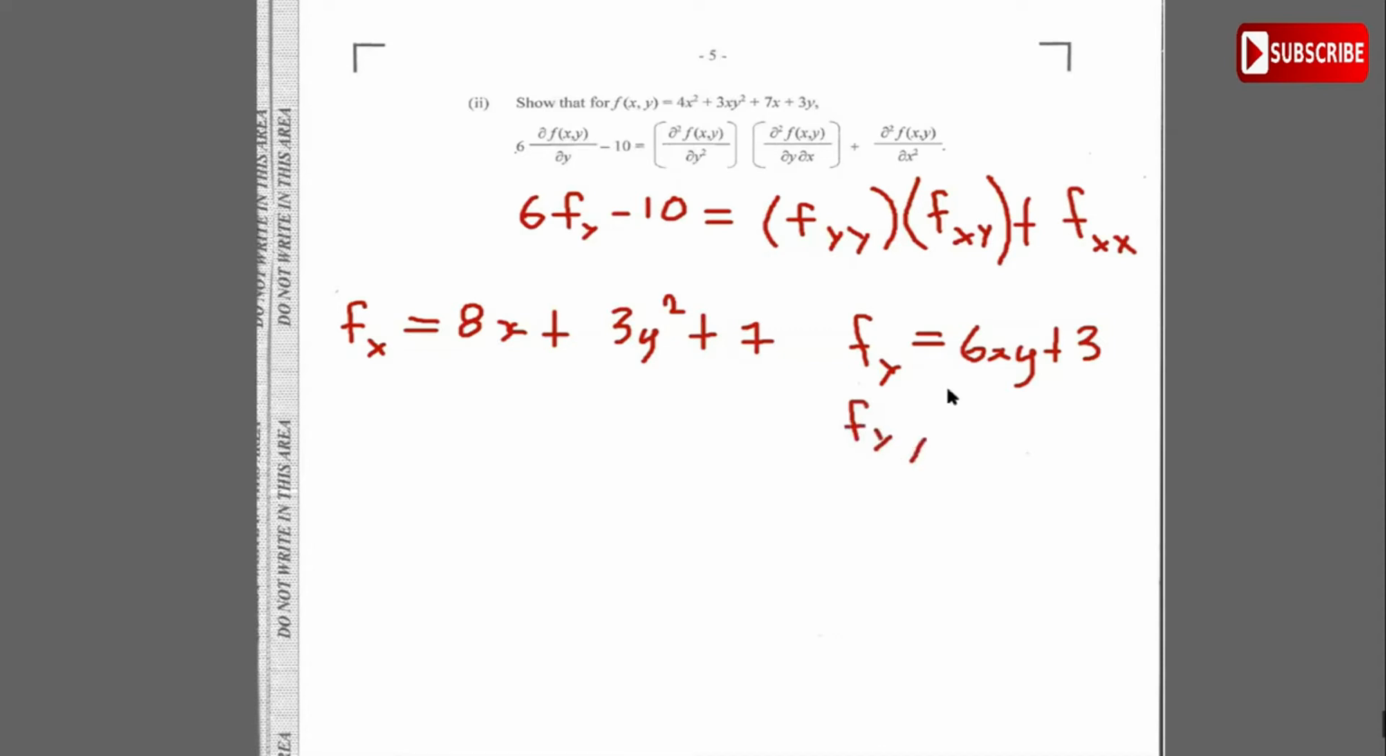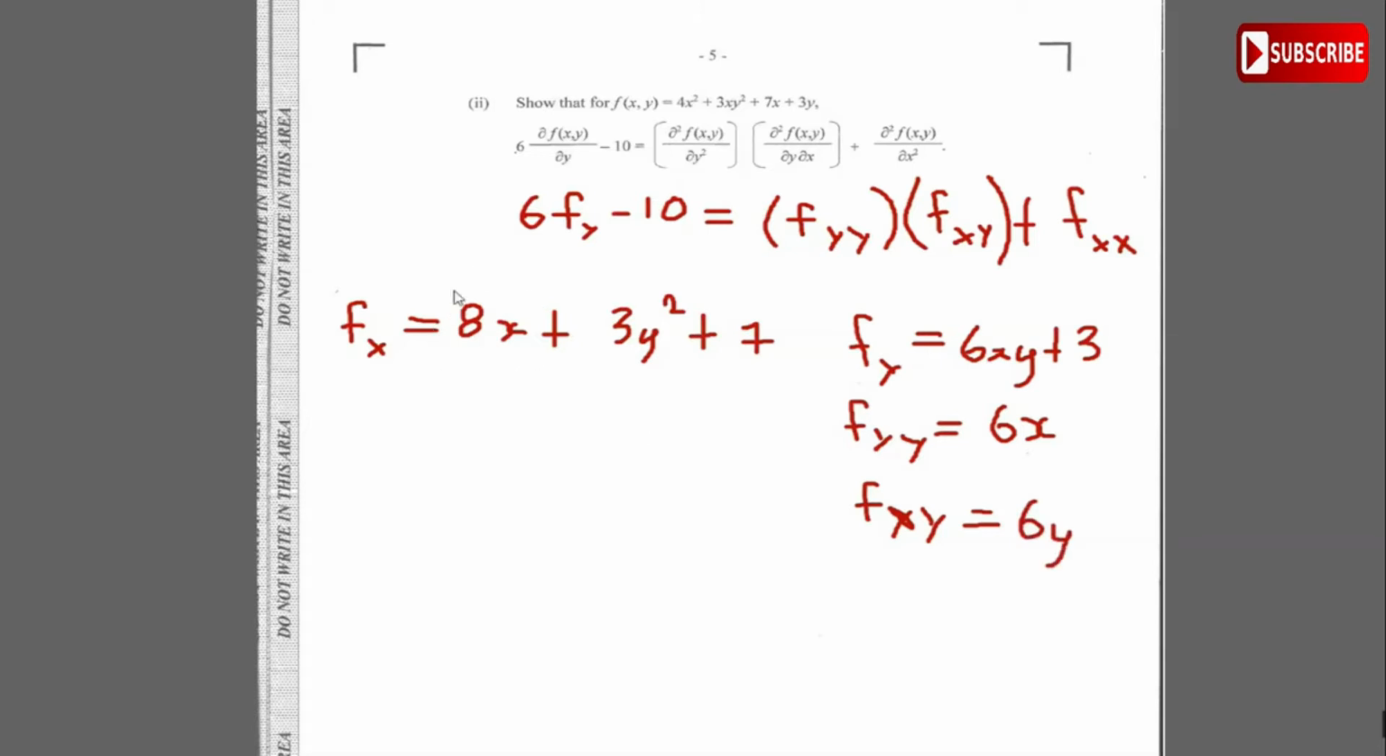Fyy means we're differentiating 6xy with respect to y. So we're going to get 6x. All right, nice. Now let's also find fxy. Finding fxy means we're differentiating this right here with respect to y. We just get 6y.